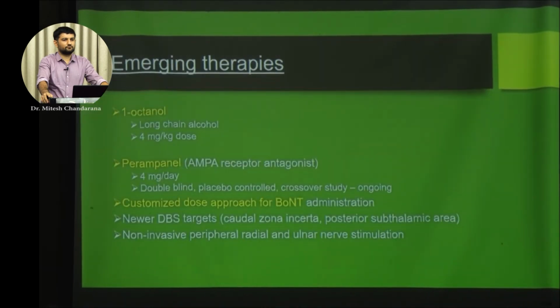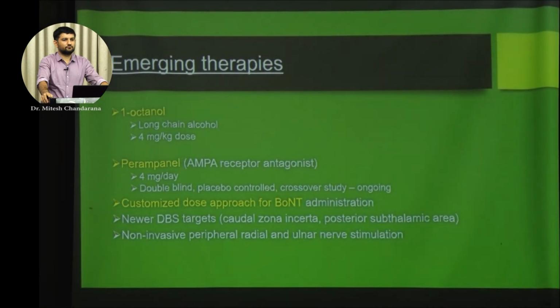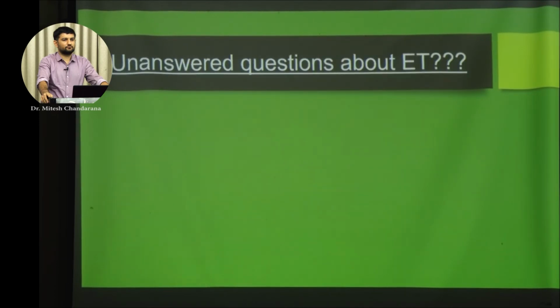Emerging therapies: 1-octanol, a long chain alcohol, has been shown in uncontrolled studies to be beneficial. Another drug in the pipeline is perampanel, an AMPA receptor antagonist, up to 4 mg per day, that has been tested, and a double-blind placebo-controlled study is going on for that. Customized dose approach for Botox administration, new DBS targets as I discussed, and non-invasive peripheral nerve stimulation like radial and ulnar nerve stimulation. These are the emerging therapies.